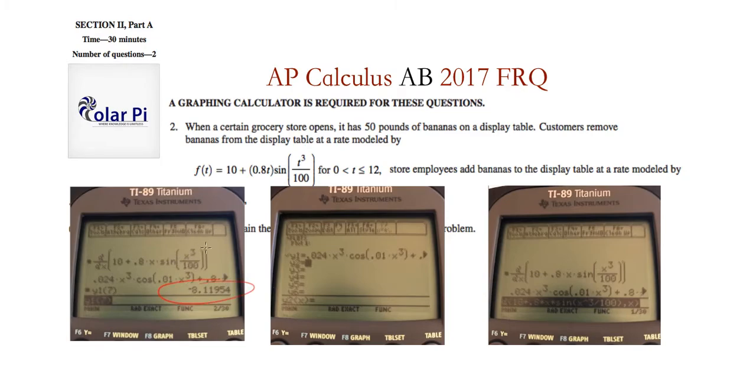Now, to finish part B, we need to interpret this value. This value is saying that the rate at which bananas are being removed is decreasing by 8.11954 pounds of bananas per hour. Because remember, F measures the rate at which bananas are being removed, and f prime is the rate at which f changes. Since f is measured in pounds of bananas per hour, f prime has to be measured in pounds per hour.